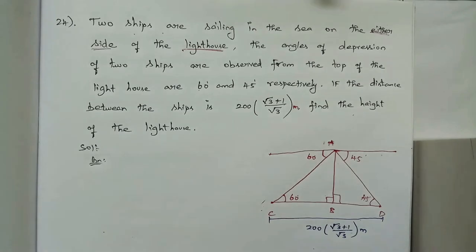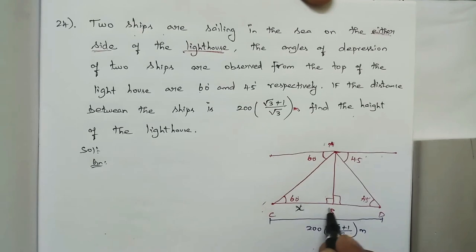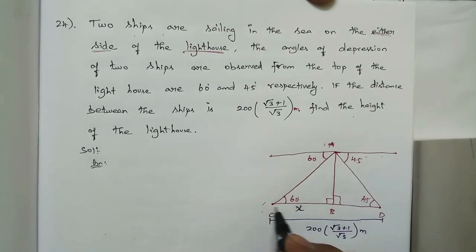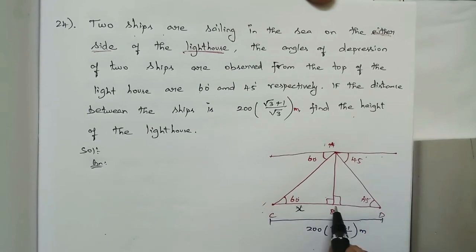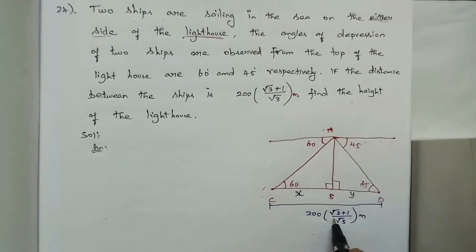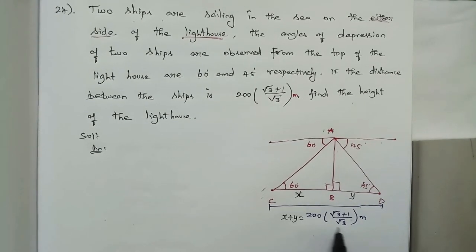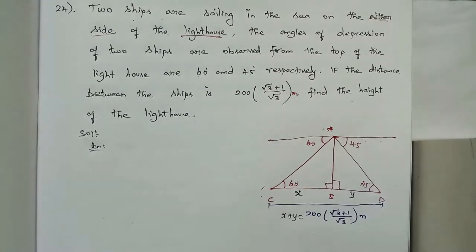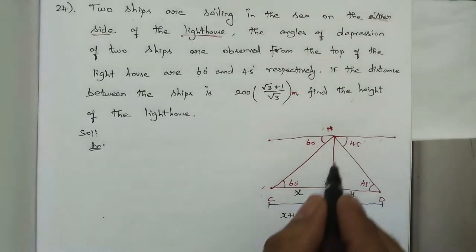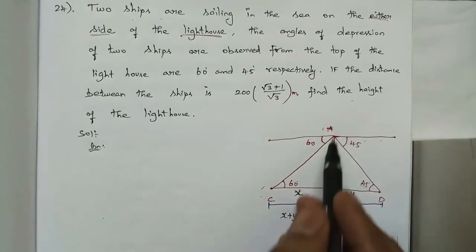I'm just going to assume that BC is x meters, the distance between the foot of the tower and the first ship. The distance between the foot of the lighthouse and the second ship is y meters. That means this 200 into (root 3 plus 1) divided by root 3 meters is x plus y, right? Now what do we want to find? The height. So better we take AB as h meters. Already we have used two variables, now I'm using h.